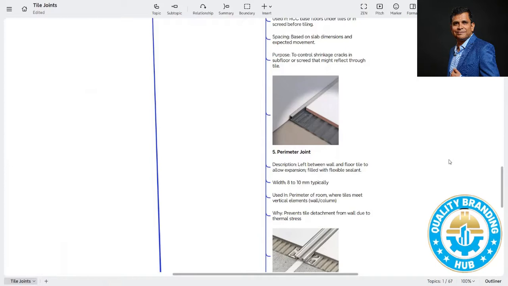So what is happening? The tiles and the wall are two different materials, and they will exhibit different thermal expansion. If there is no gap, there will be cracking and heaving of the tiles can happen.